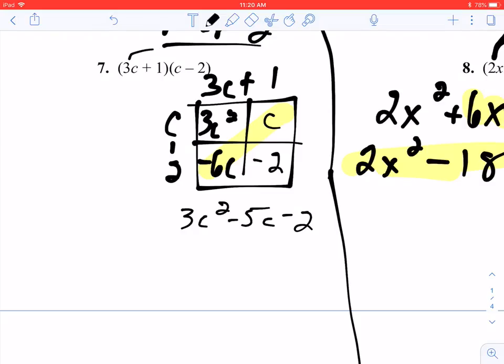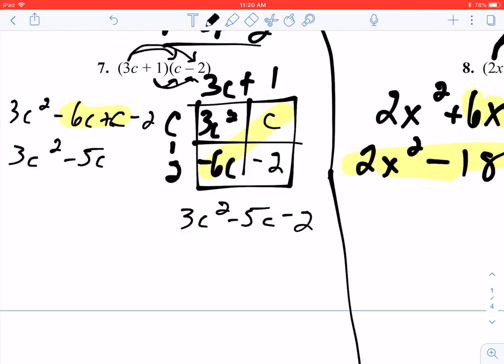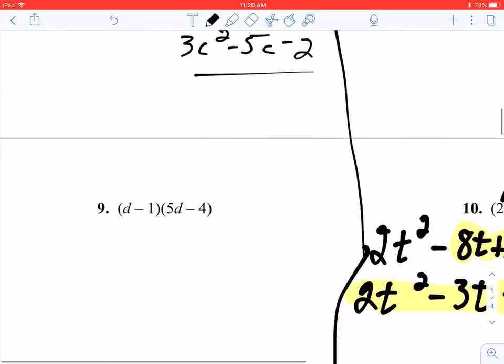Now, using the FOIL method, first, 3c times c is 3c squared. 3c times negative 2 is negative 6c. 1 times c is c, and then 1 times negative 2 is negative 2. These two are like terms. 3c squared minus 5c minus 2. That matches that. So we did it right.